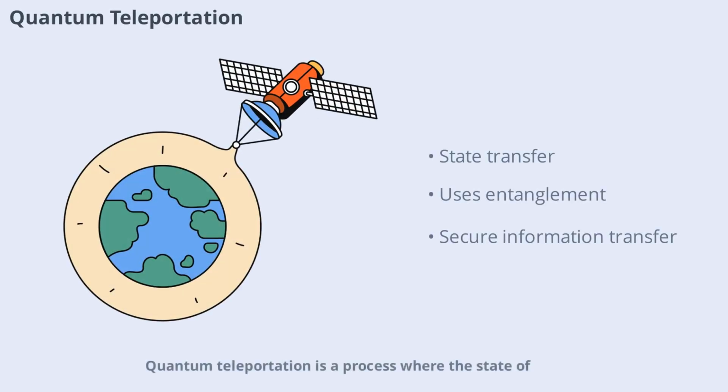Quantum teleportation is a process where the state of a particle is transferred from one place to another without moving the particle itself. This is made possible by quantum entanglement. While it doesn't mean teleporting people like in science fiction, quantum teleportation is already being used to transfer information securely over long distances. It's another example of how quantum physics is leading to new technologies.